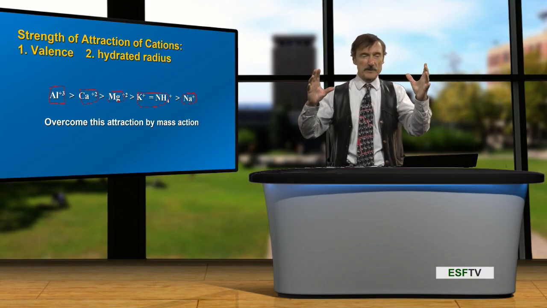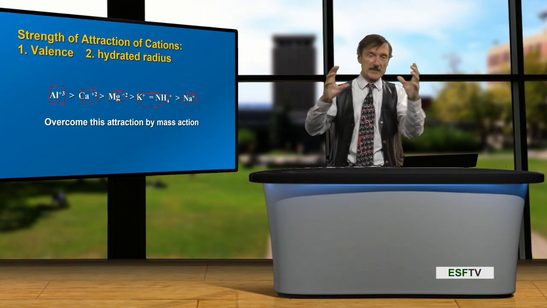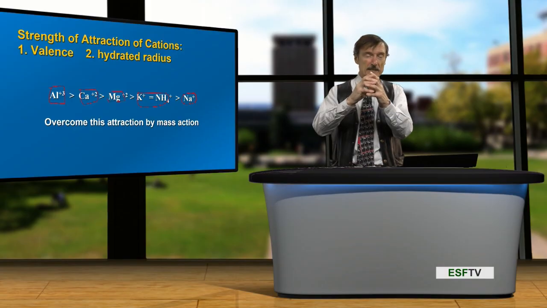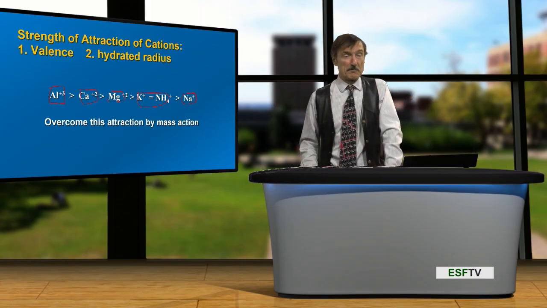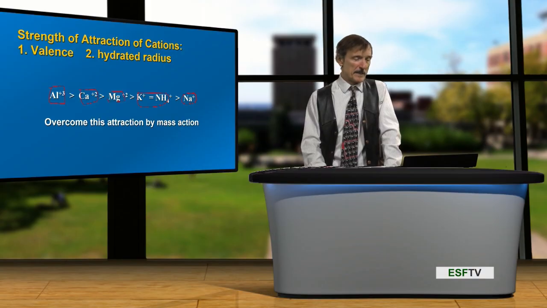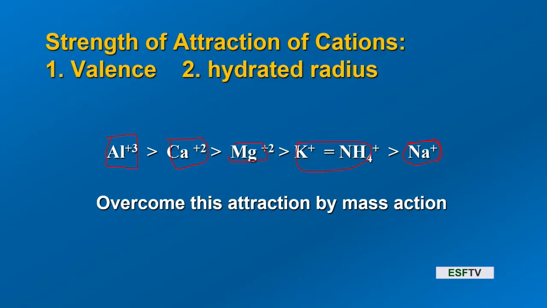And then we go over and put aluminum in there. It's very tight. It holds that in very tightly. And so we're traveling around with a small shell. And so how do we overcome it? Mass action. So all other things being equal, aluminum is going to be held more tightly than calcium, magnesium, and so forth. This is very weakly held. This is very tightly held.